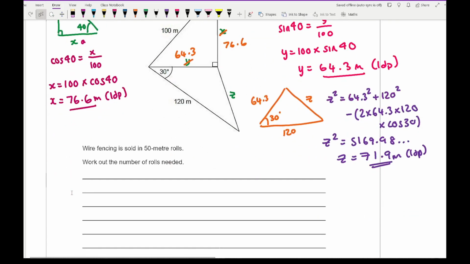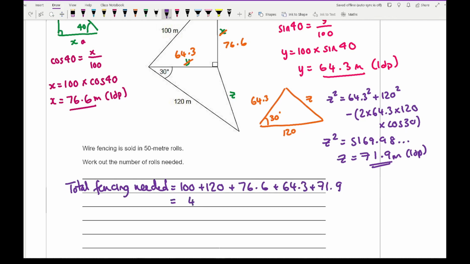So then the next thing I then need to do is to work out the total fencing needed. So total fencing needed is going to be all the 5 sides added together. So I've got 100 plus 120 plus 76.6 plus 64.3 plus 71.9, and I'll add that all together and I get a total of 432. Let me just make that 3 look like a 3. 432.8, and that's to 1 decimal place.